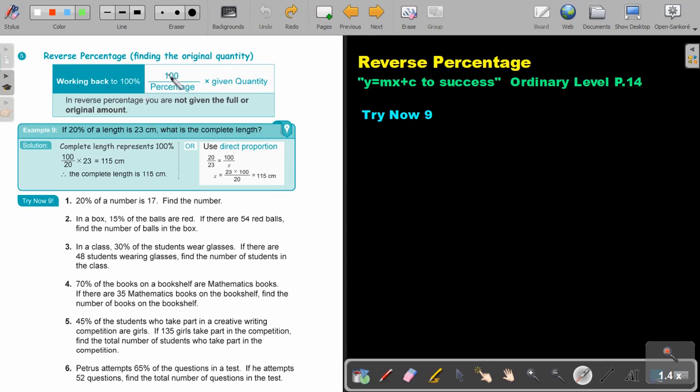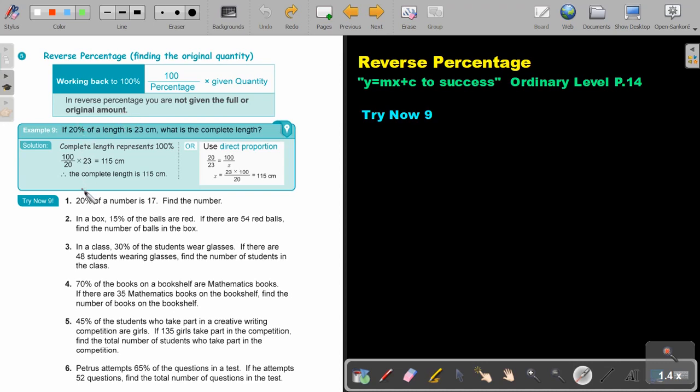So basically I will put the 100 on top over the percentage given and I will multiply it by the given quantity. Very important. In reverse percentage, you are not given the full or the original amount. You must find the full or the original amount.